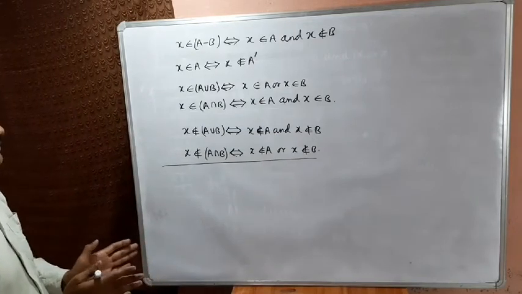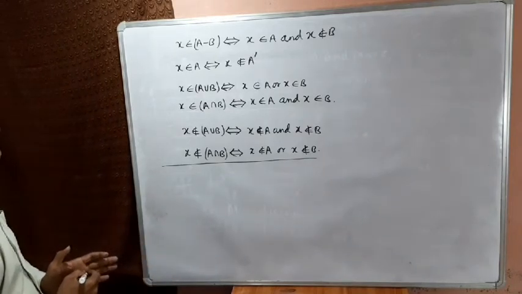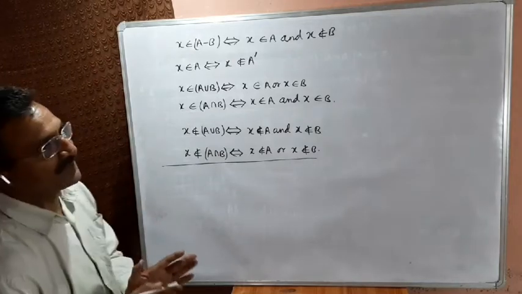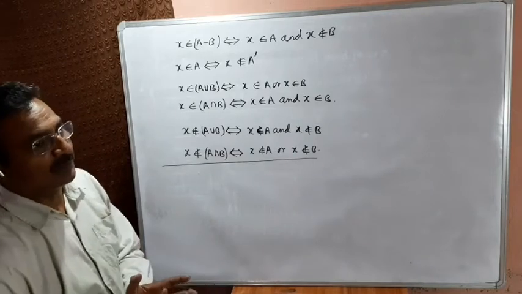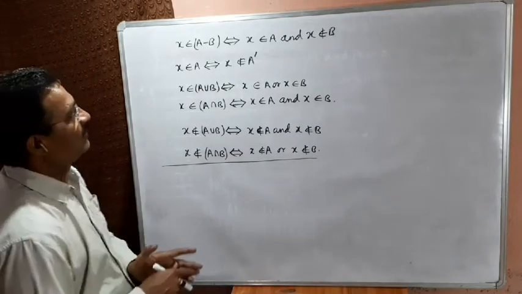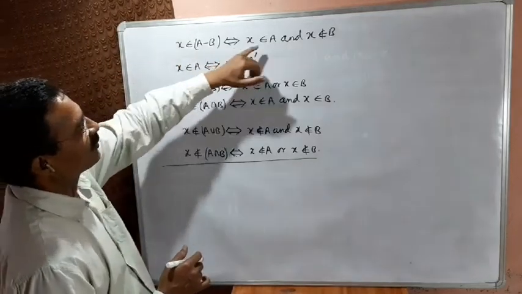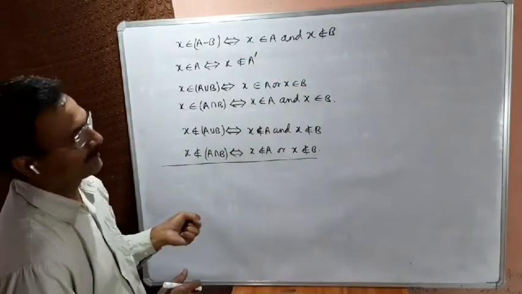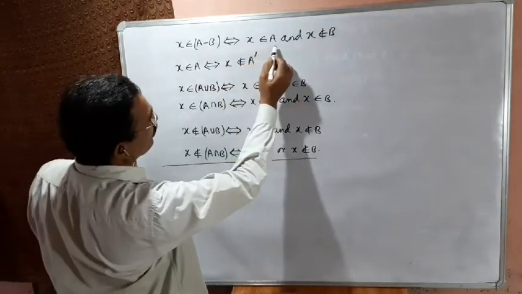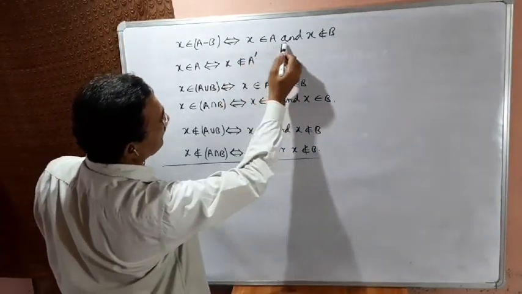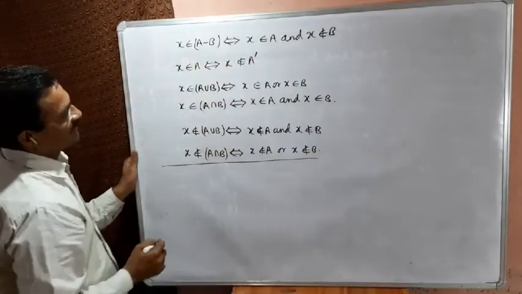When we were reading about A minus B, we have seen that if x belongs to A minus B, it means x should be in A but should not be in B. So mathematically, we can say x belongs to A minus B implies x belongs to A and x does not belong to B. In return, x belongs to A and x does not belong to B implies x belongs to A minus B.